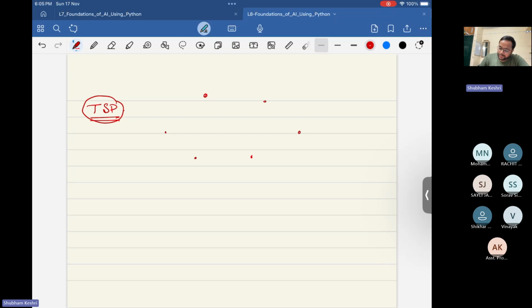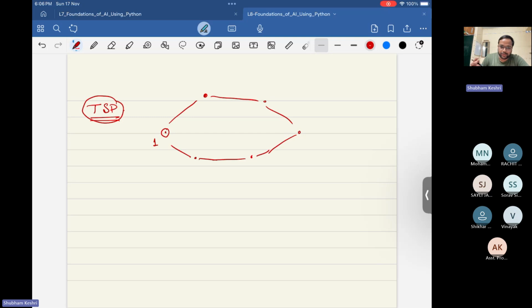And he wants to, so he has a home base and he wants to visit each city exactly once and come back to that base. So if this is the base, suppose I'm denoting it as 1 and there are n cities, he wants to travel all the cities, right? And he wants to come back to the base and he should visit each city exactly once. And there is an objective. What is the objective? He wants to minimize the distance he is traveling in this tour.